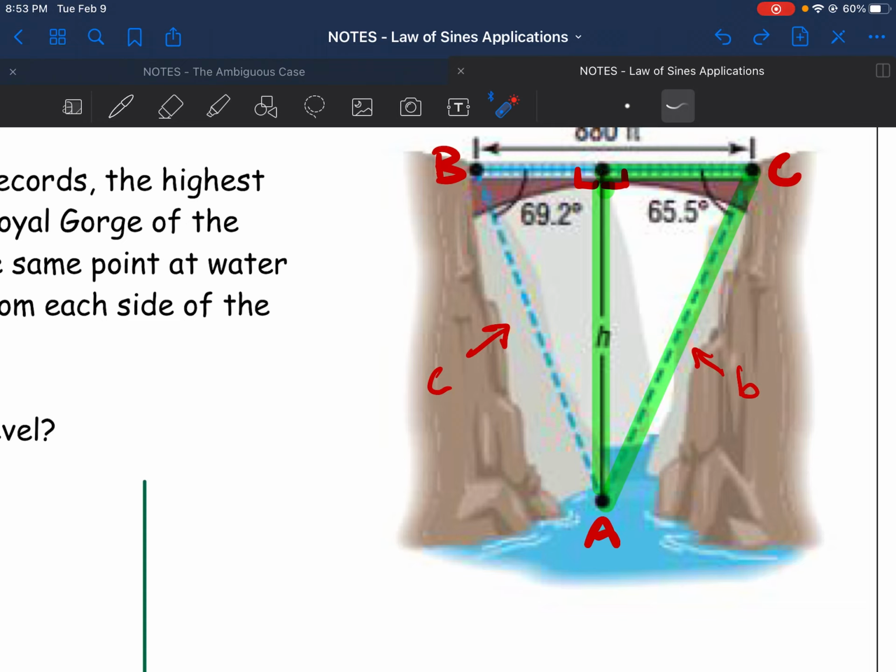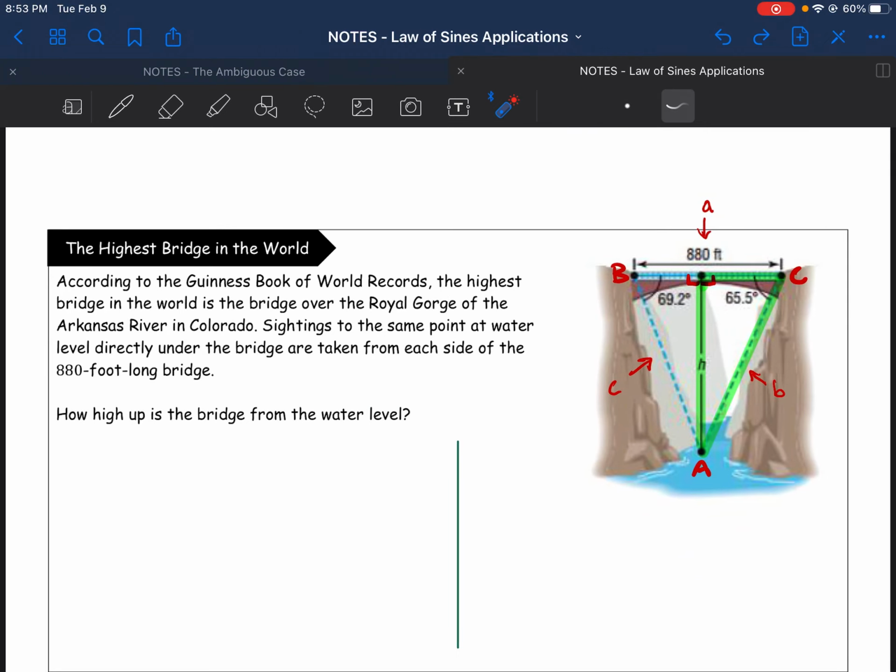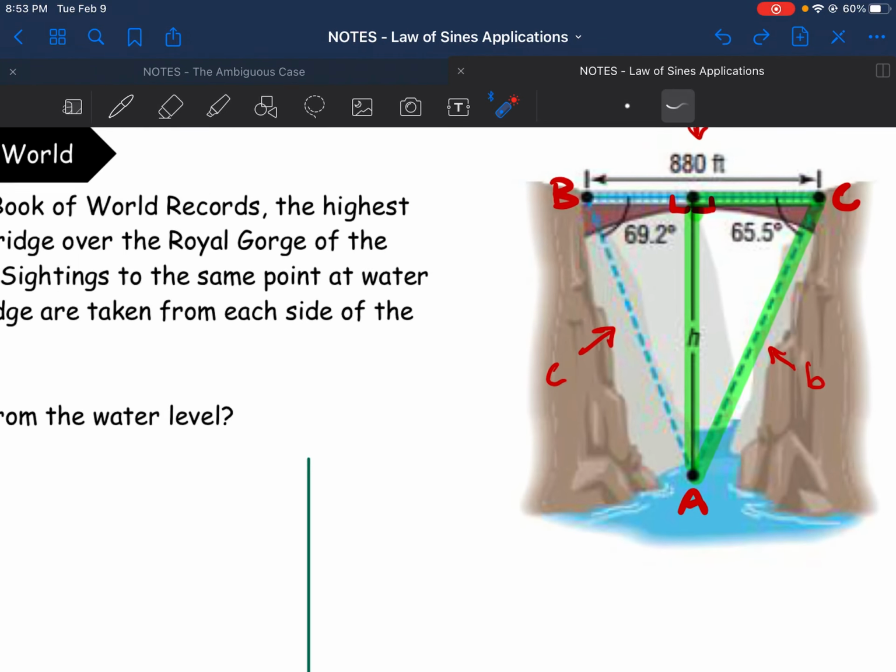Well, notice since this common sighting point underneath the bridge is directly under the bridge, this is going to create two 90-degree angles, which means we're going to get two right triangles. This one highlighted in green, which is the one I end up using, and this triangle that I haven't highlighted, but is still a right triangle, okay? So let's think about how we're going to actually solve this.